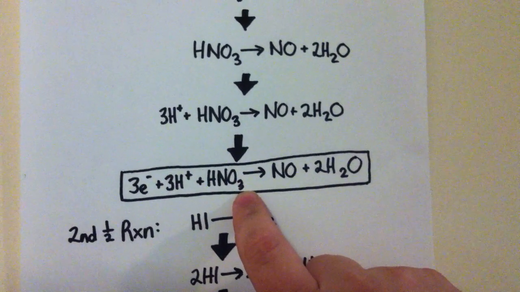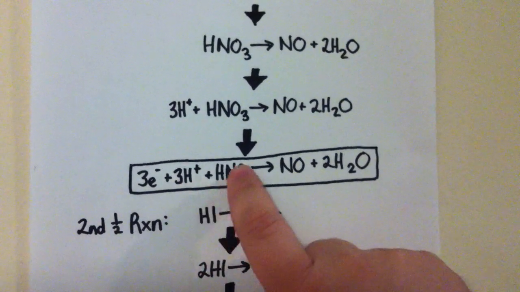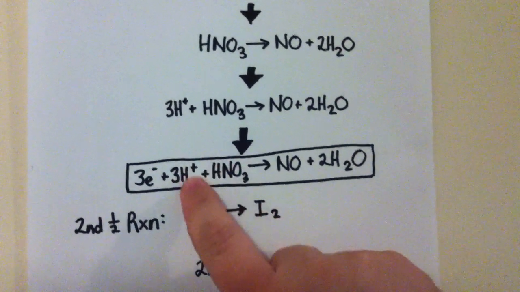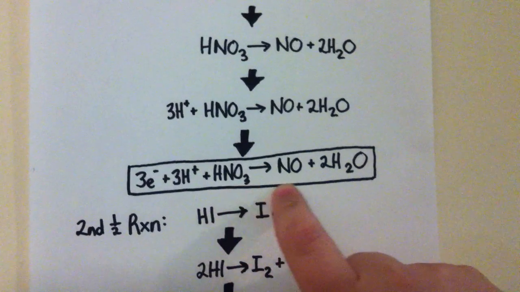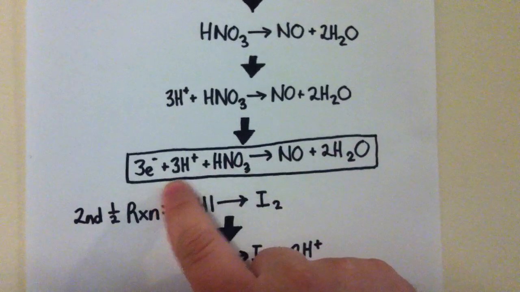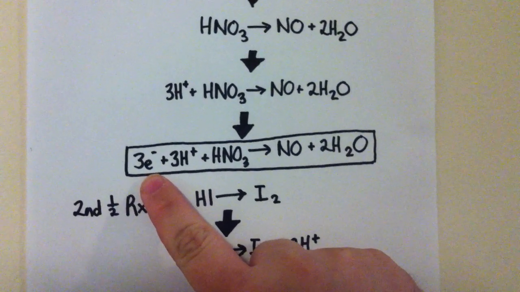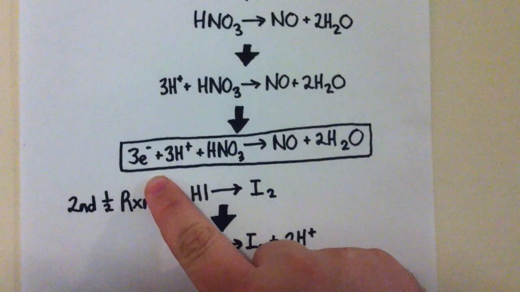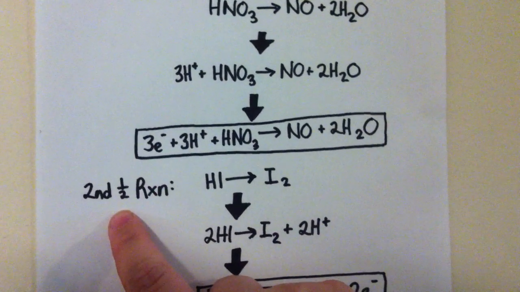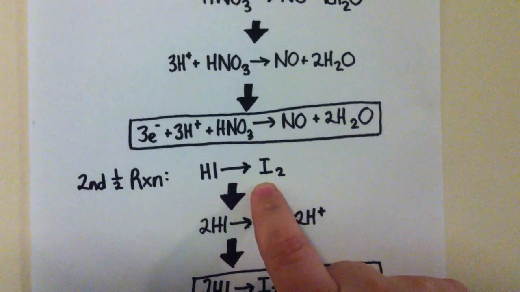Jumping down one step, we now have 3 H pluses on this side, which gave us a total charge of +3. Jumping over to the other side, there was 0 charge. So we can bring this 3 plus charge down to 0 by adding 3 electrons on the left-hand side. Now, first half reaction is balanced. We can jump to the second half reaction, HI to I2.